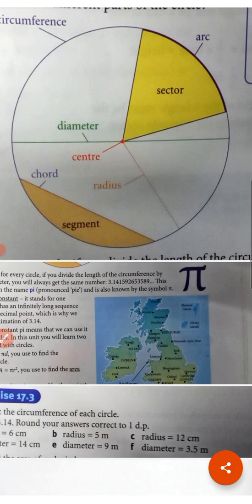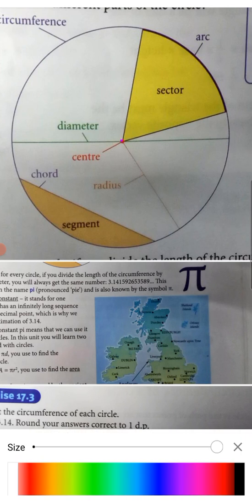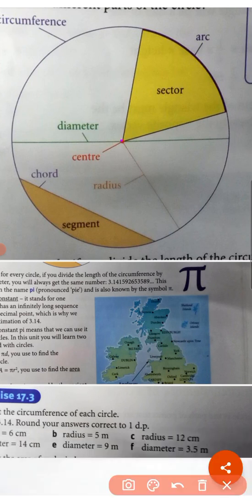A circle is a set of points that are all the same distance from a fixed point called the center. Here, this is the center of the circle.